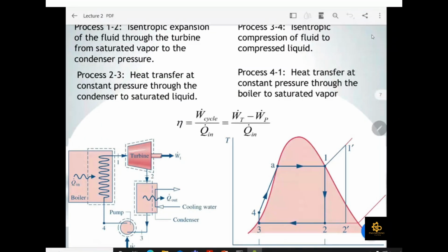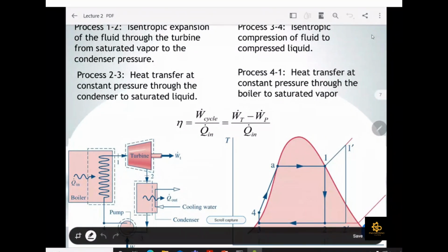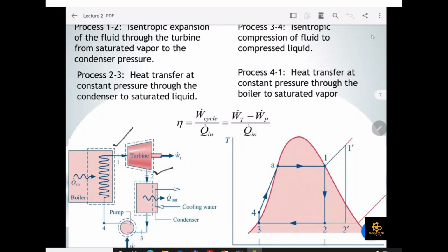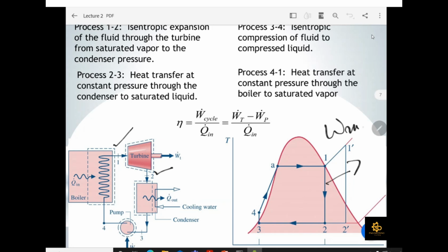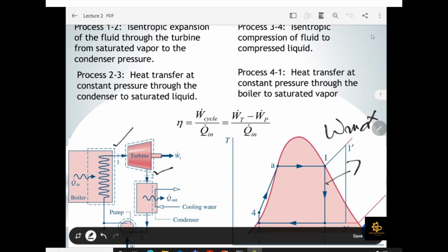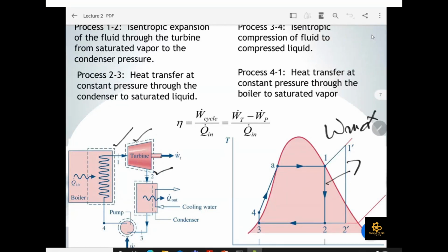First thing you have to notice is the process 1 to 2. This is your turbine, and in the turbine, it is the isentropic expansion of fluid from saturated vapor to condenser pressure. The main thing is that in your turbine, it will be an isentropic expansion process. What does this mean? If there is isentropic expansion, it means your turbine is producing maximum work. The reason behind isentropic expansion is, if you see on this figure, there is a dotted line along your turbine.